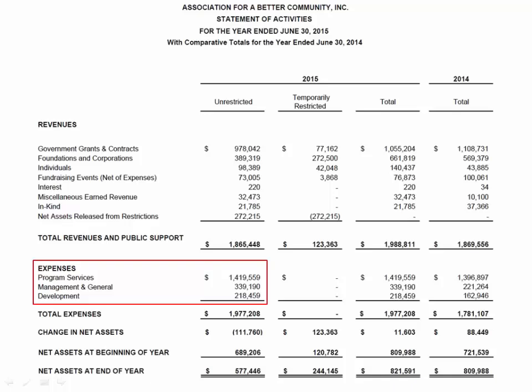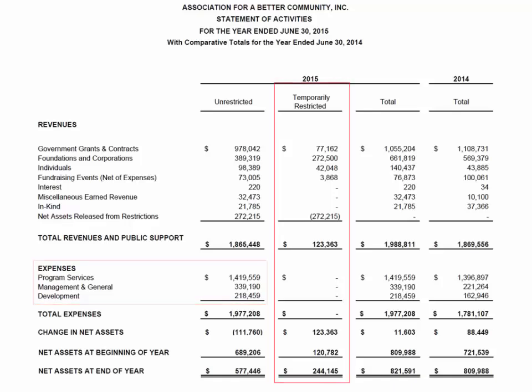So if you have heard of things like ratio analysis or efficiency ratios, things like that, that has to do with the percentage of your spending that goes to these different categories. So your program percentage, your management and general percentage, your development percentage, and that's shown here. And you'll note all expenses appear in the unrestricted column. The next column on the statement of activities is the temporarily restricted.